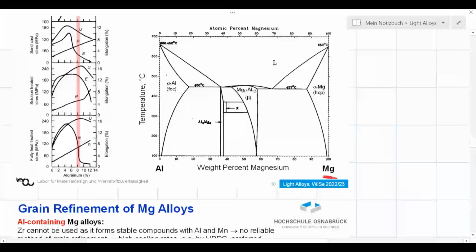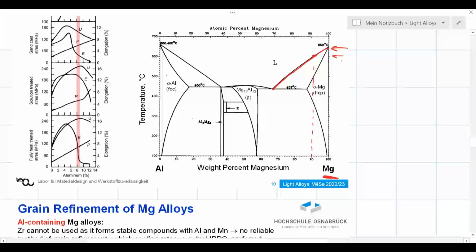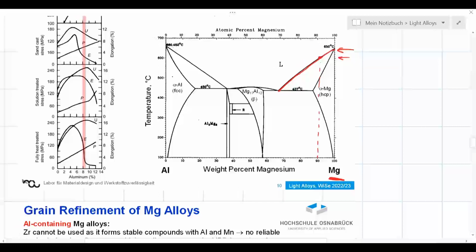This is pure magnesium, right? We have to look at it from right to left. This is the melting point of pure magnesium, 650 degrees Celsius. And as we start to put aluminum, we see a reduction in the liquidus temperature. So with 10% of aluminum, we see a reduction in the melting point. It goes to something like 600 degrees Celsius. So it makes casting of these alloys even easier, right? So they become more castable by putting aluminum.